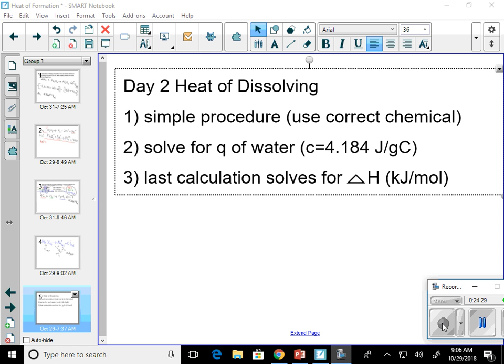Okay, so the third page gives you a very simple procedure. Please make sure you choose the right solid. The trays are set up not only for today, but for next time. We are using potassium nitrate, KNO3. Do not be dissolving the sodium hydroxide today. You will need distilled water, that's in the jug. Pretty straightforward, where it says procedure, dissolve 5 grams of KNO3 in 50 mL of distilled water. Remember, we have our calorimeters, our styrofoam cups. You will need a thermometer for this.